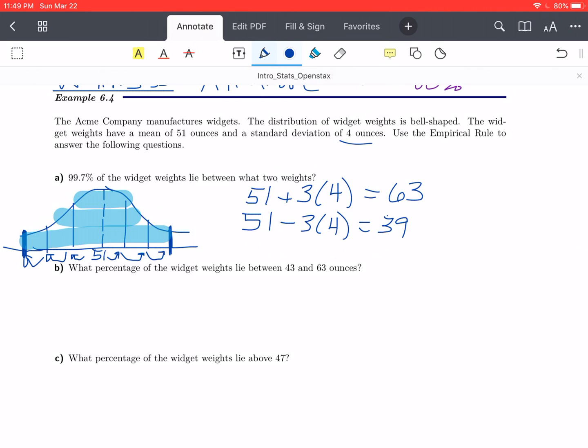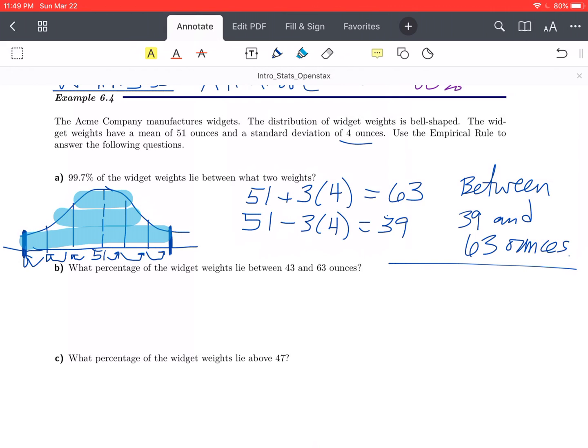So 99.7% of the widget weights lie between, excuse me, let me start with the lower one, between 39 and 63 ounces. Okay.